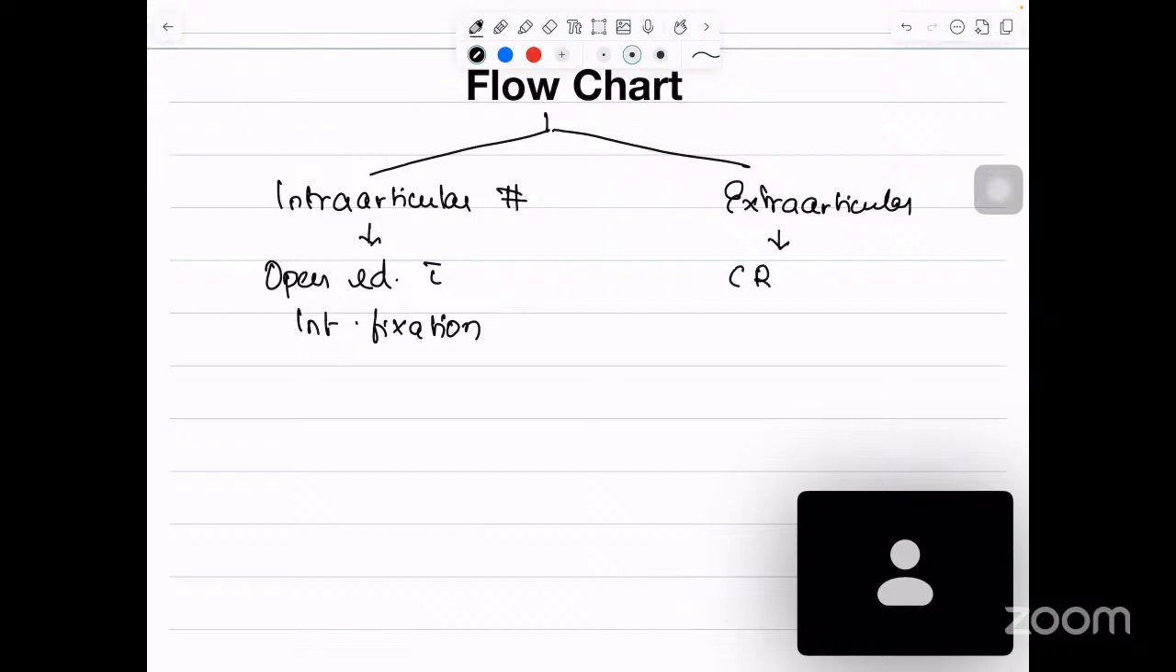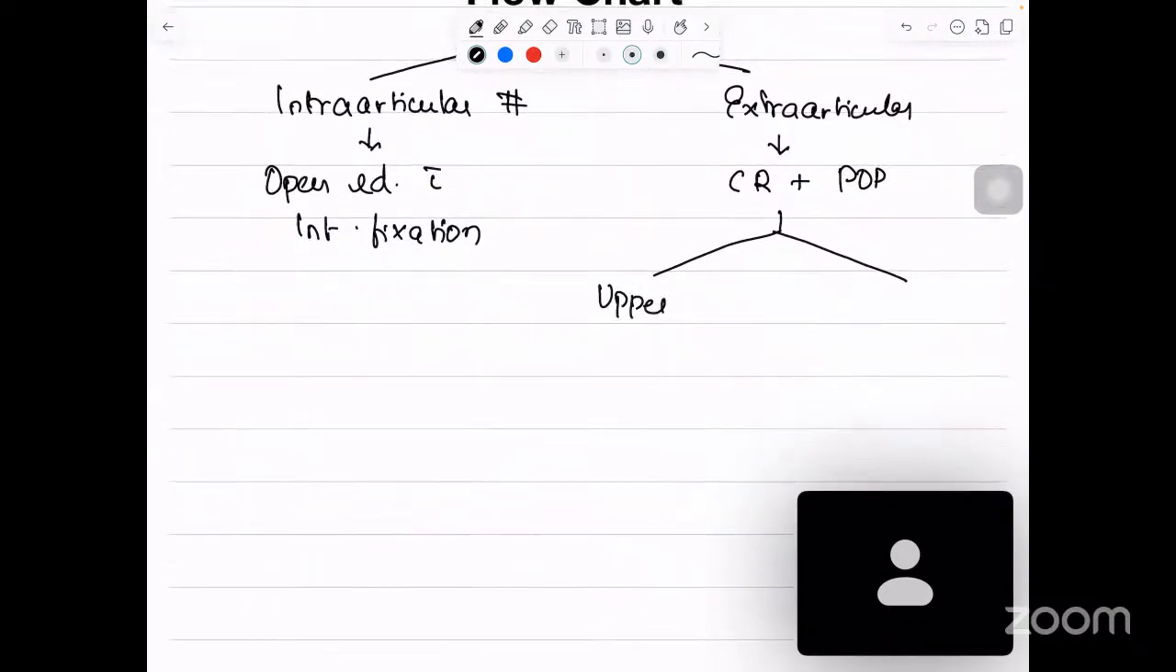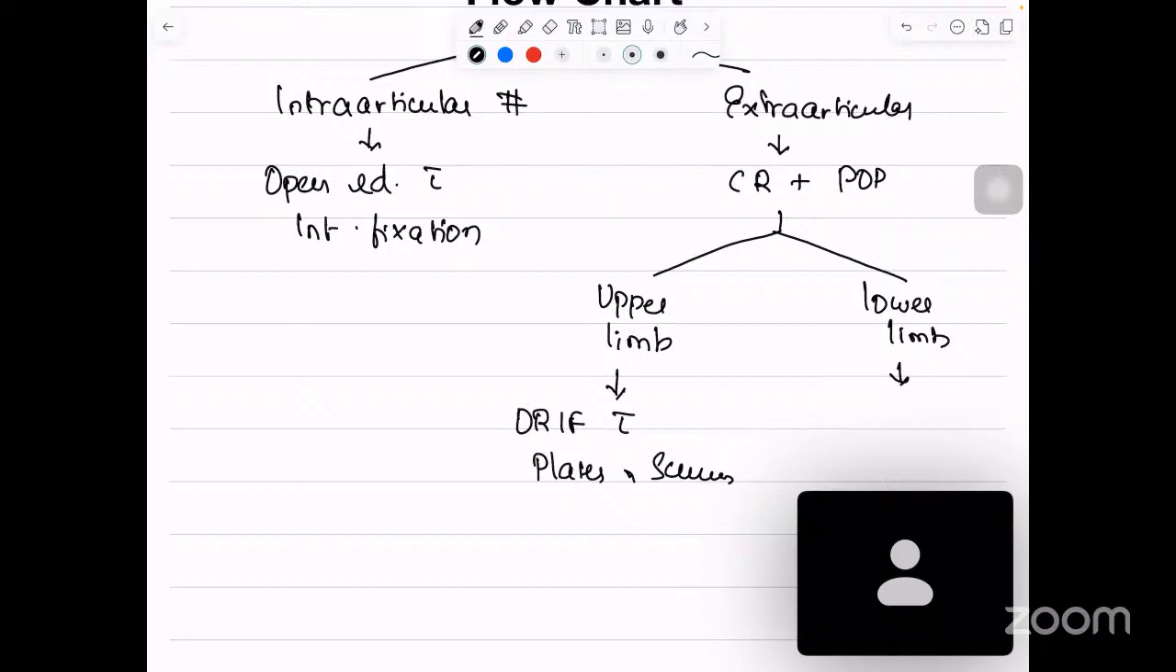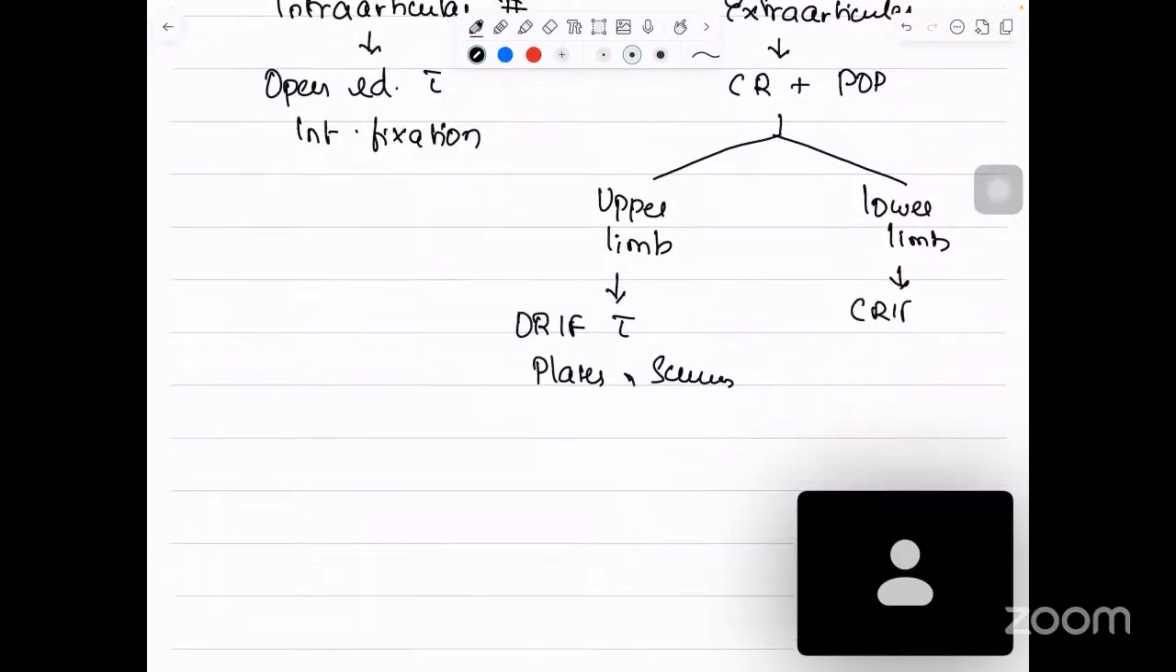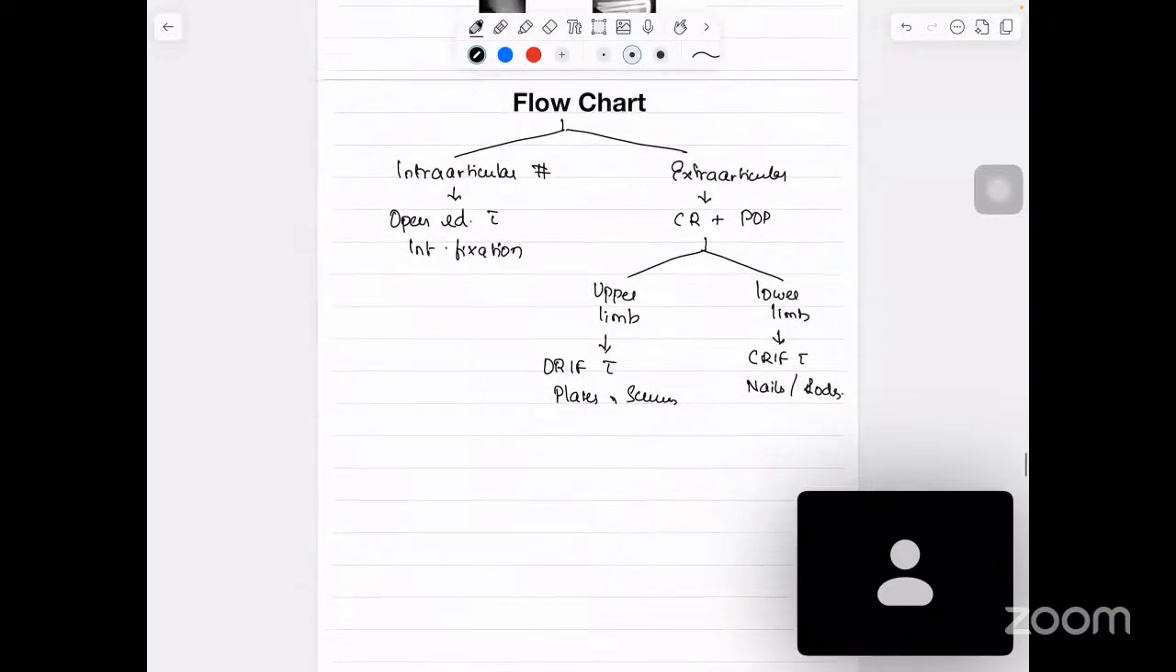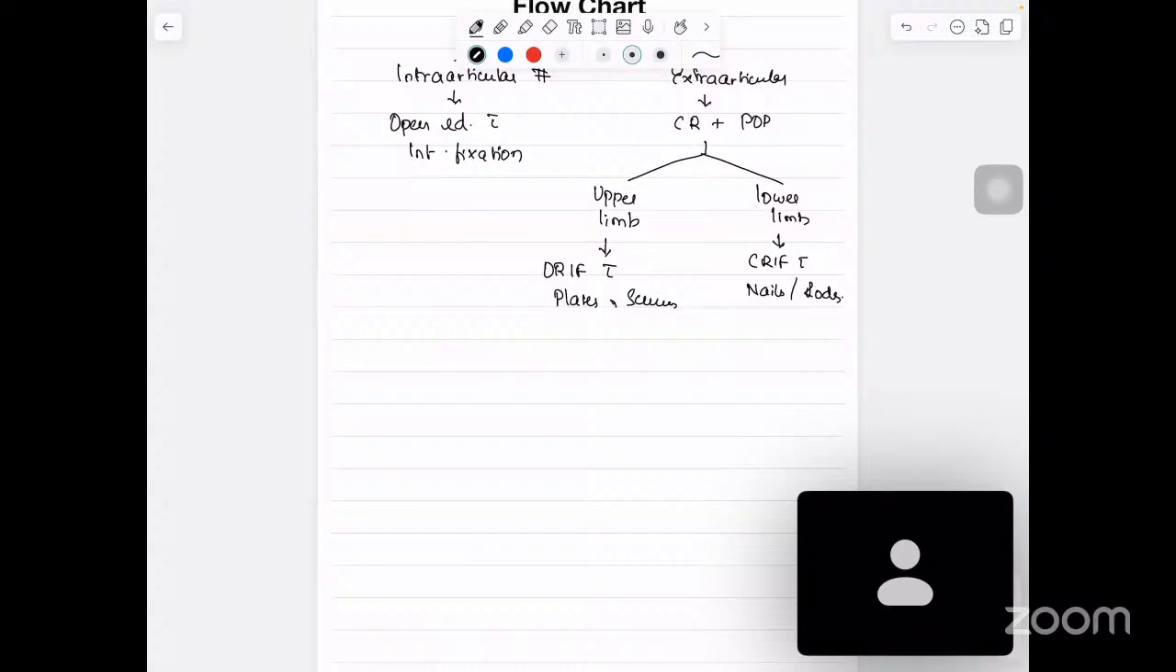You can go for closed reduction plus a POP. Okay. Suppose it can't be treated with POP alone, you need to go for a surgical option. For the upper limb, you need to go for open reduction, internal fixation with plates and screws. For a lower limb, you need to go for closed reduction, internal fixation with nails and rods. Okay, so this is a generalized treatment protocol for any orthopedic fracture. There are exceptions, but this is the most common thing followed. Okay.